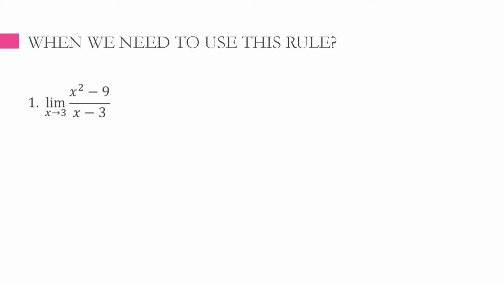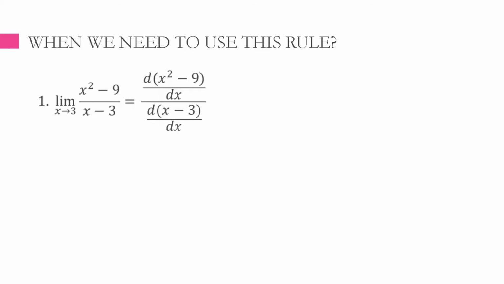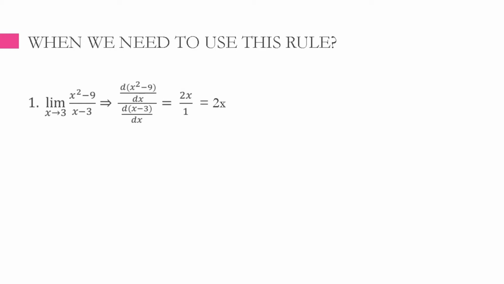So why do we need to use this rule? Well, as I mentioned before, we use this rule when we have an indeterminate limit, like in this example. If we evaluate the number 3 in the x's, we will end up having 0 divided by 0, which is indeterminate. So in this case, we need to apply the L'Hopital rule. We derive the numerator and the denominator, and we will end up having this function. Now we evaluate the limit of the function when x tends to 3, and the answer is 6, as you can see here.